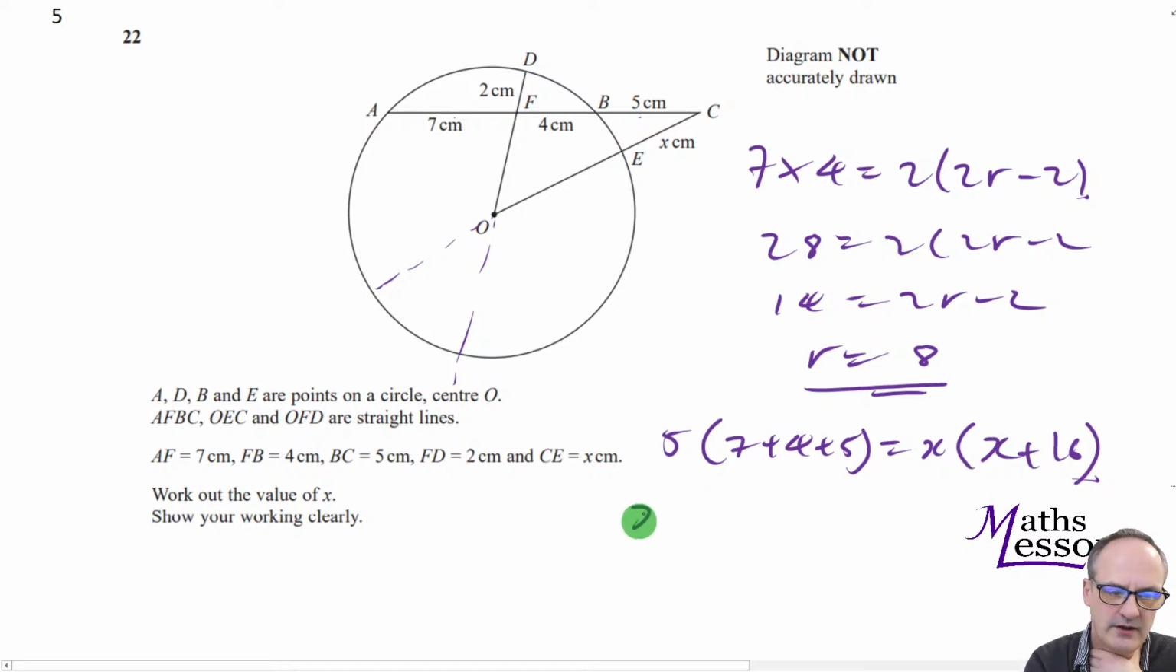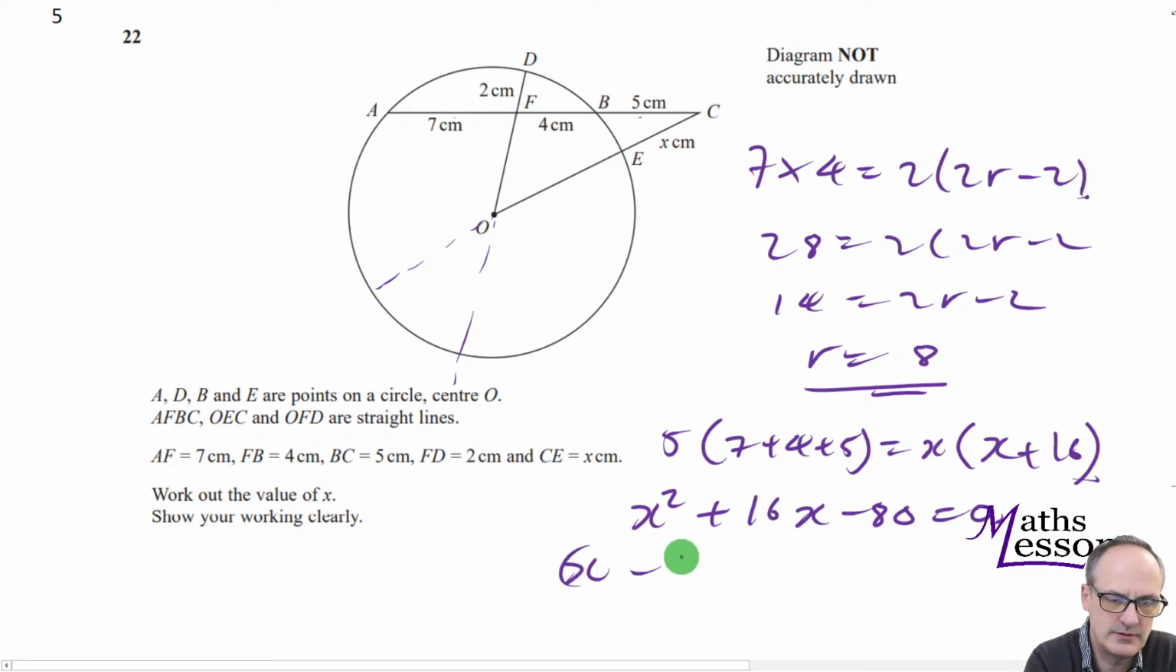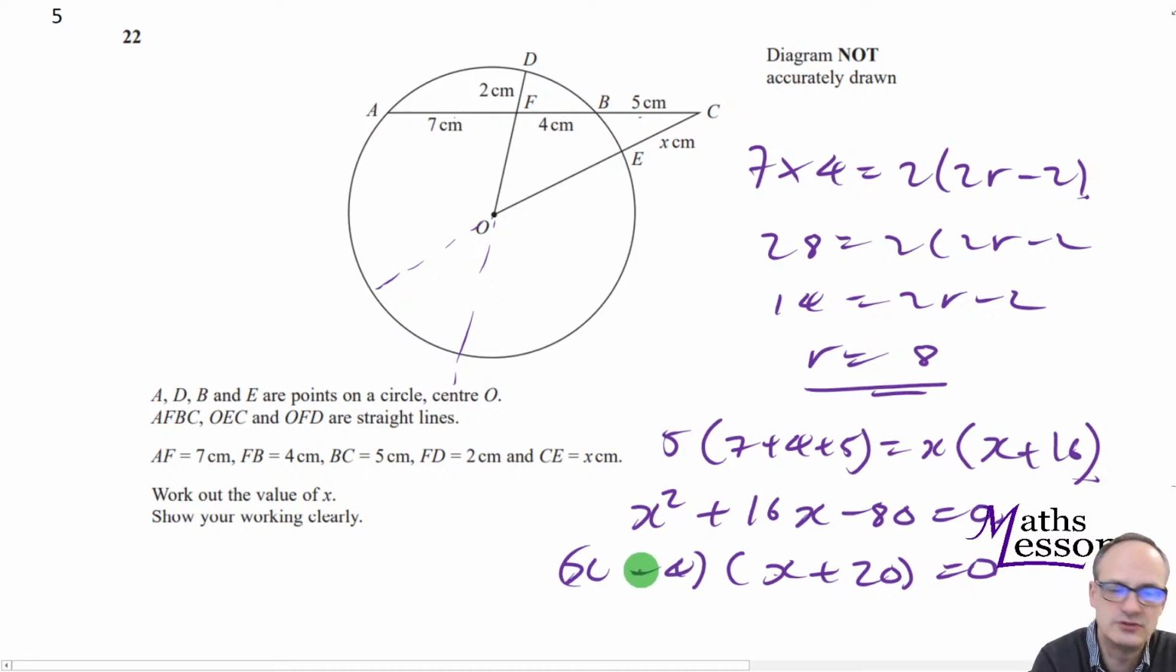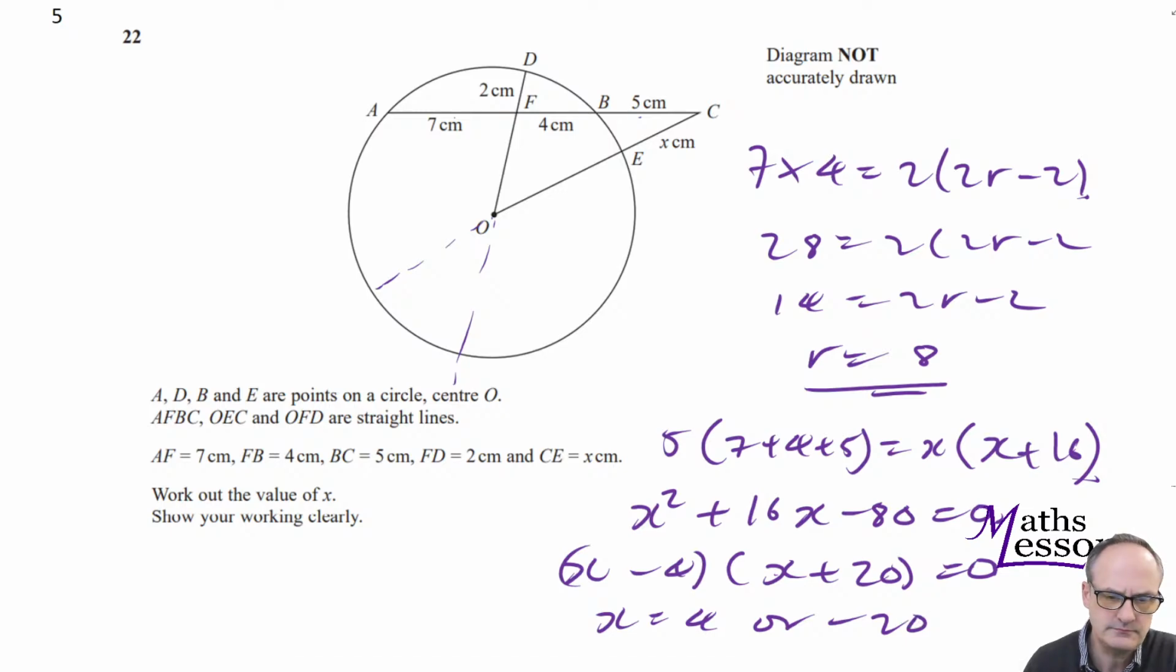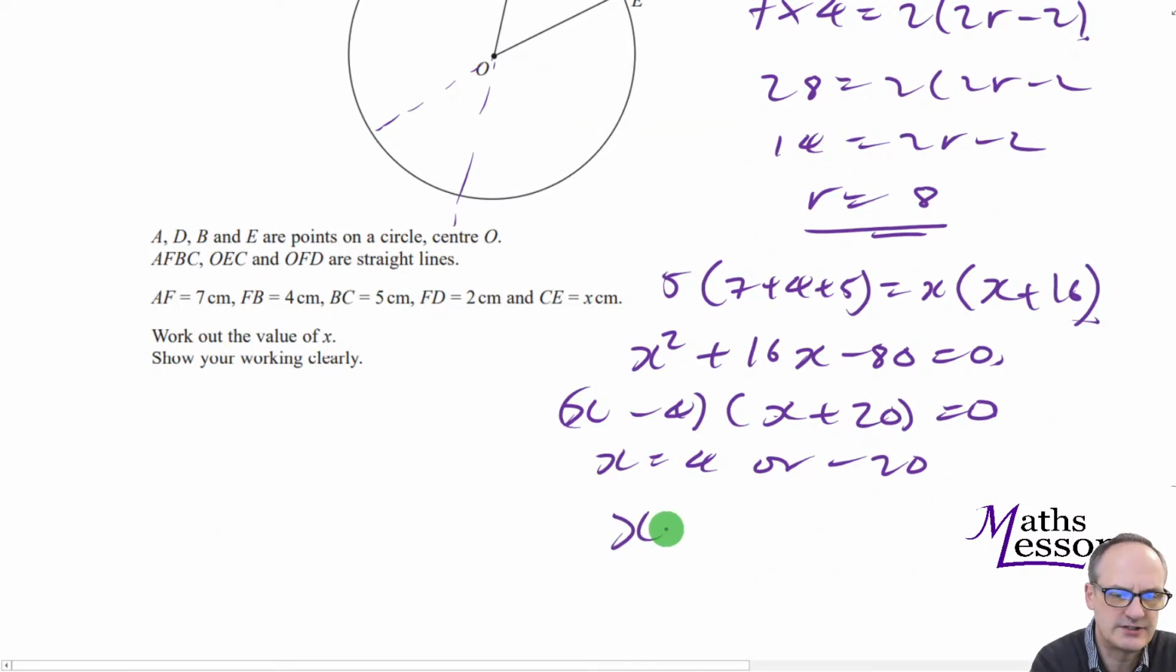So we can simplify that all, get it all on the same side. And you get x squared plus 16x minus 80 equals 0. And what multiplies to give me 80 and takes away to give me 16? Well, it's going to be x minus 4. And if you can't see this straight away, just shove it into your quadratic formula, or if you're lucky enough to have a graphical calculator, shove it into that. So you get x minus 4 times x plus 20 equals 0. So x equals 4 or minus 20. So obviously, x must equal 4.